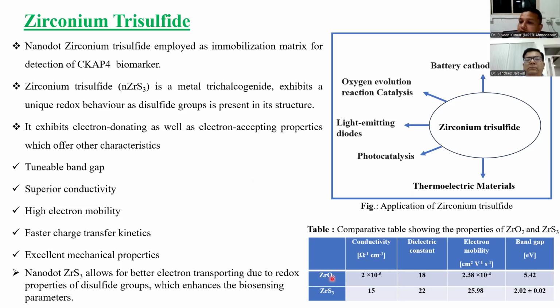Here we have compared zirconium oxide, a metal oxide, and zirconium trisulfide, a metal chalcogenide. In terms of conductivity, it is about 10 to the power 6 orders better with respect to zirconium oxide. Dielectric constant is 22 with electron mobility about 25.98, which is again 10 to the power 4 orders better with respect to zirconium oxide, and the band gap is 2.02 plus minus 0.02.